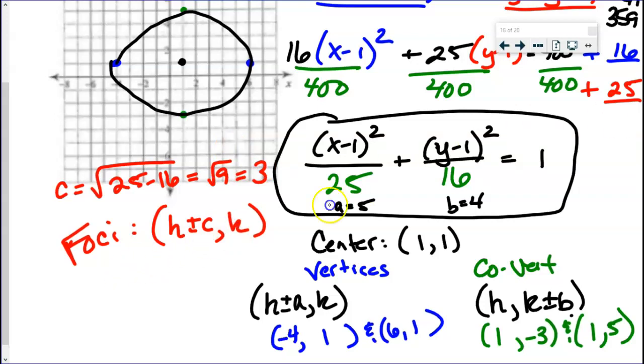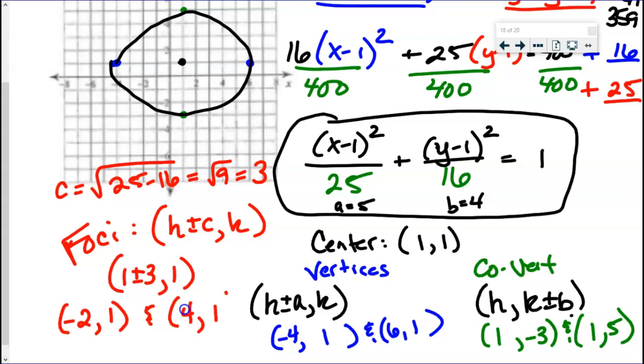So our foci: 1 plus and minus 3, comma 1. So we get foci at negative 2, comma 1. And all right, 4, comma 1. Boom and boom. Beautiful.